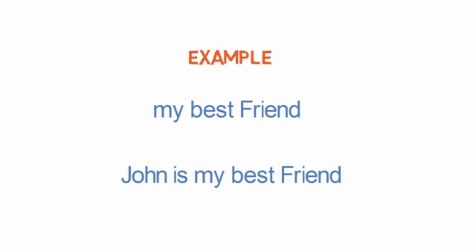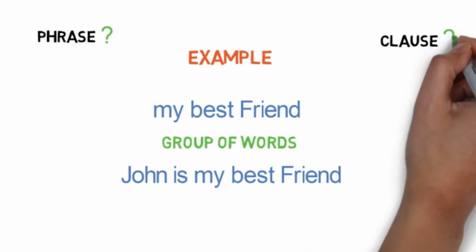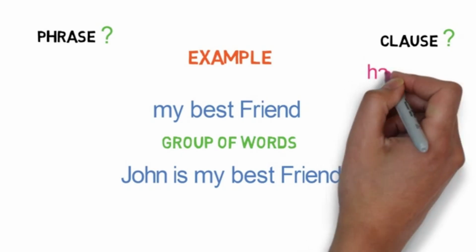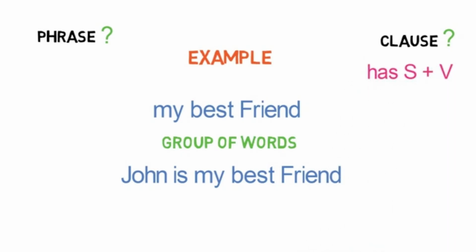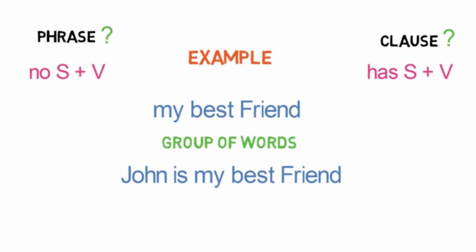Now both of them are groups of words. One is a phrase and another is a clause. Can you identify which one is the phrase and which one is the clause? Let me give you a hint. From these two groups of words, the group of words which has a subject and a verb combination is a clause, and the one which doesn't have the subject-verb combination is a phrase.